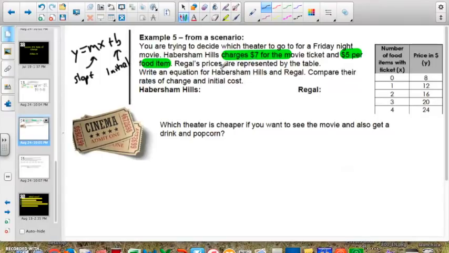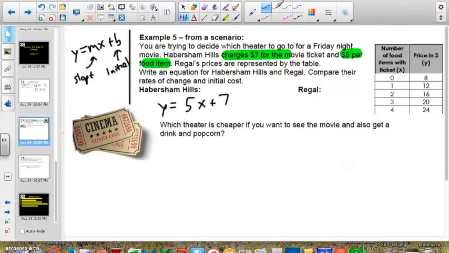So our initial value is going to be whatever we charge for the movie. So if we're plugging into this equation, we're going to do y equals, we'll leave the slope part blank for right now, x plus whatever the initial cost is. Now the initial cost is going to be what it costs to buy a movie, but not any food items. So we know from the information they gave us that we're going to be paying $7 no matter how many food items we buy. Now what we are going to see changing is going to be how many food items we're buying, and we're seeing that that is going to be a cost of $5 per food item. So we're going to have this equation for Habersham Hills.